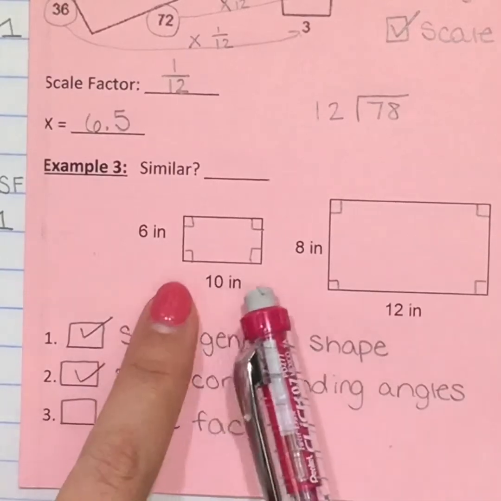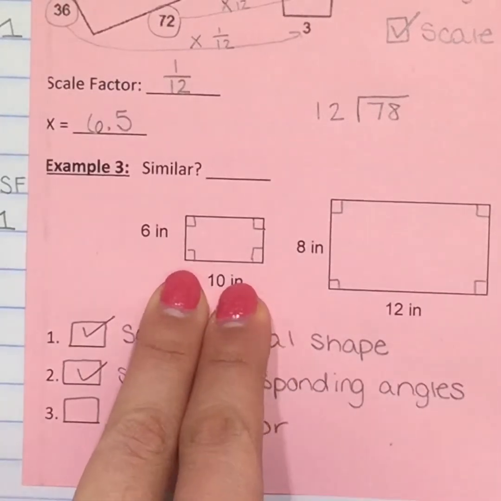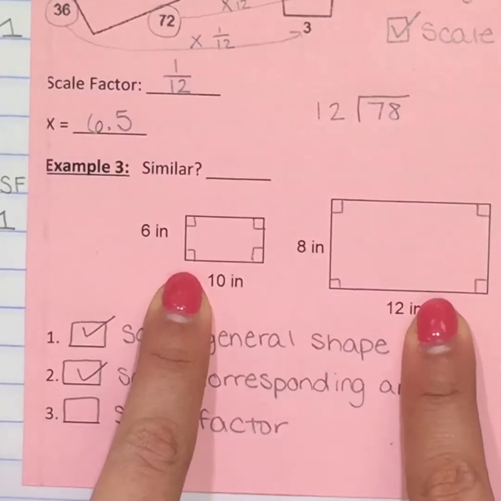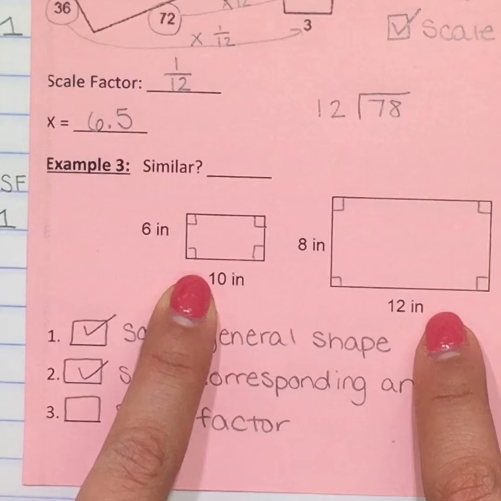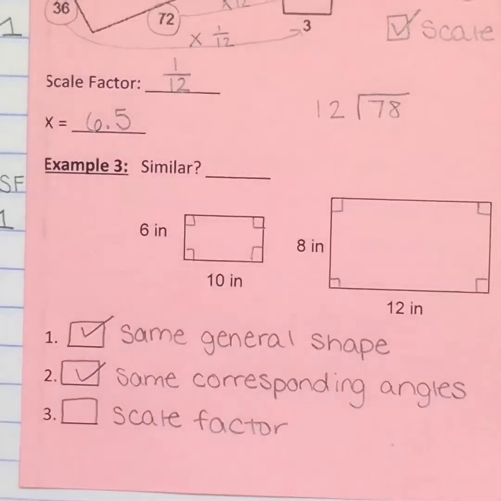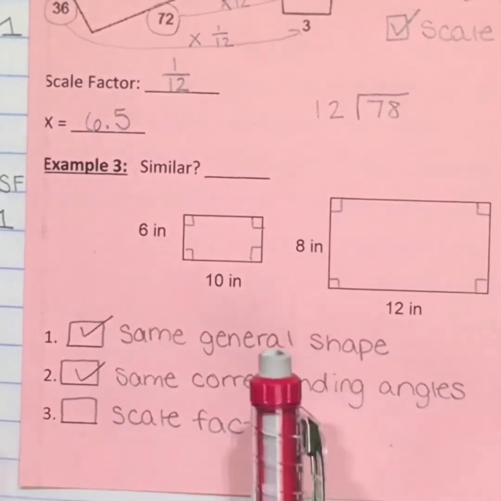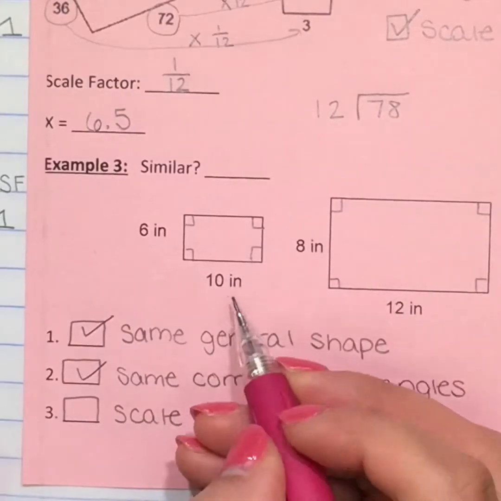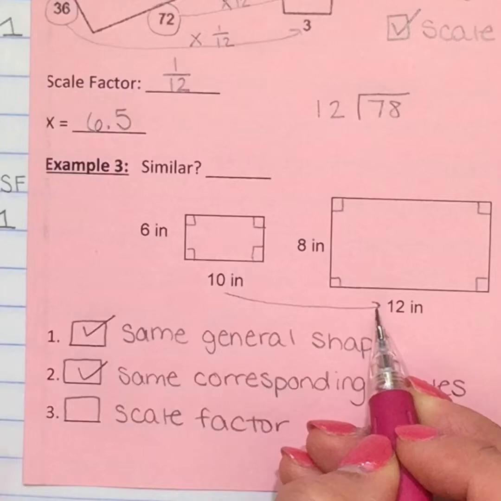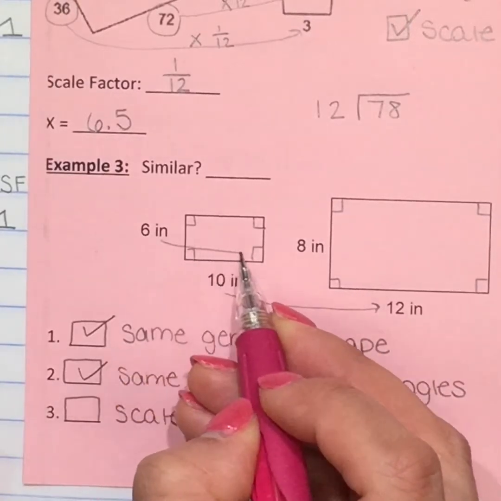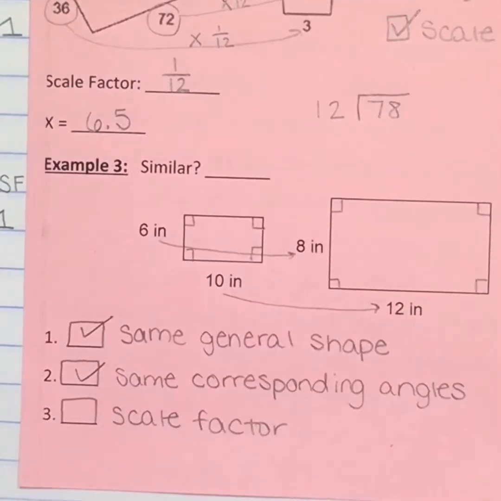Okay, so if I'm going from left to right, if I'm going from the small rectangle to the large, first of all, is that an enlargement or a reduction? Enlargement, very good. Enlargement means that they're getting bigger. Now, let's see if there's a scale factor. How do I go from 10 to 12? Or from 6 to 8? Ooh, that's a little challenging.